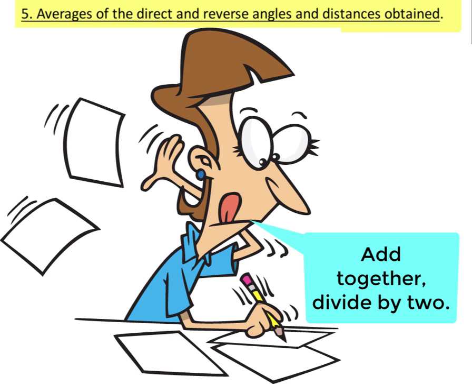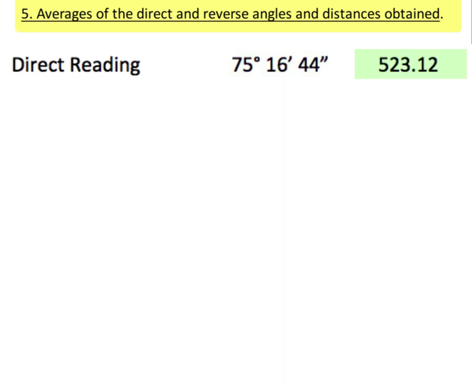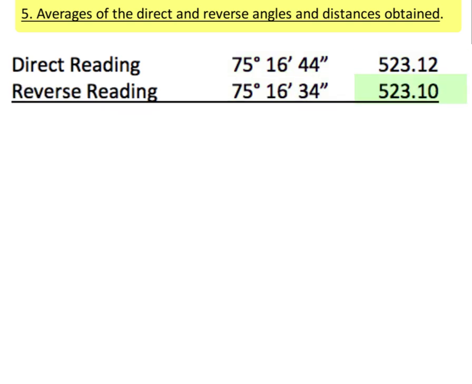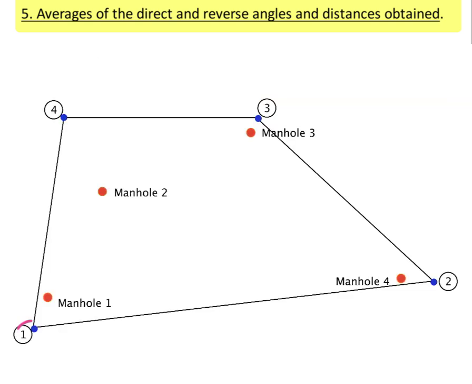For each occupation, the average of the instrument's direct and reverse angles and distances are obtained. An example will suffice to show the method. The direct angle and distance for traverse station 1 is shown. The reverse angle and distance for traverse station 1 is shown. The average of the interior angle measured at traverse station 1, backsighting on traverse station 4, and turning a clockwise angle to traverse station 2 is obtained.